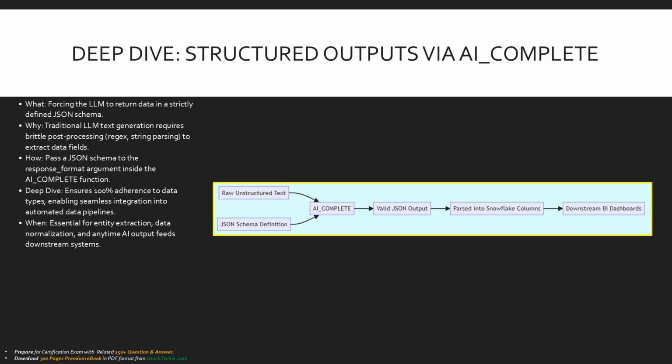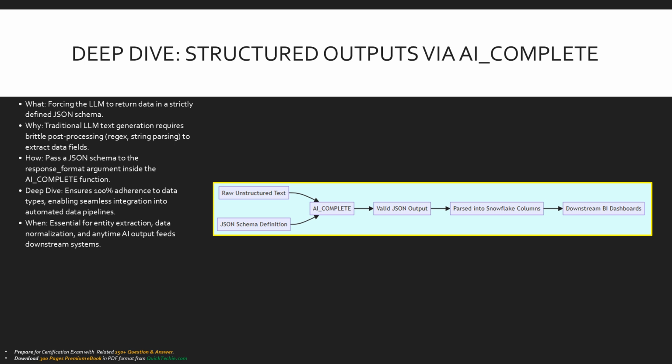Look closely at this diagram mapping out the structured output pipeline. Notice that the AI Complete node in the center receives two distinct inputs, the raw unstructured text on the top left and the strict JSON schema definition on the bottom left. It is the combination of these two inputs that forces the LLM to synthesize the data cleanly. The output arrow leads directly to a valid JSON output node, completely bypassing any messy string manipulation. From there, the clean JSON is easily parsed into Snowflake columns, which securely and reliably feeds into your downstream BI dashboards. This visualization proves how structured outputs bridge the gap between messy human language and the rigid requirements of enterprise data engineering.